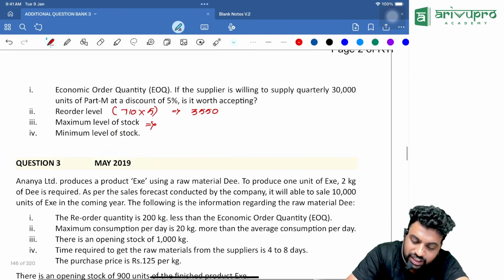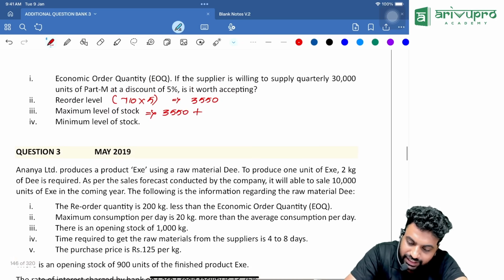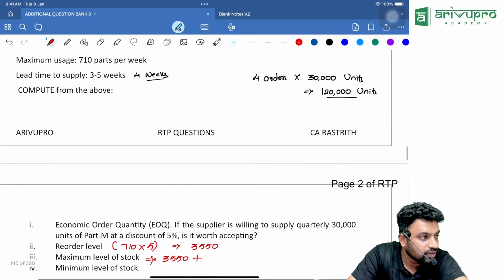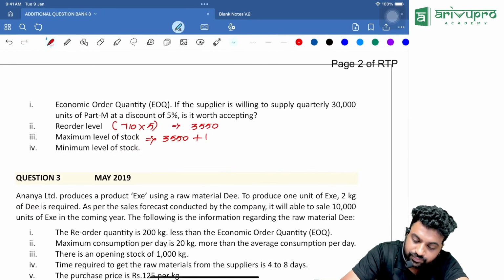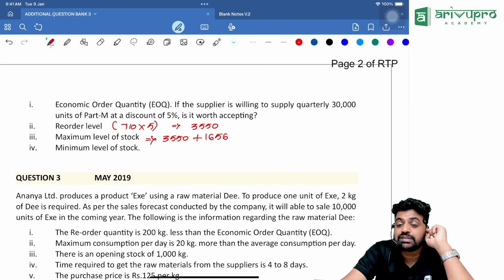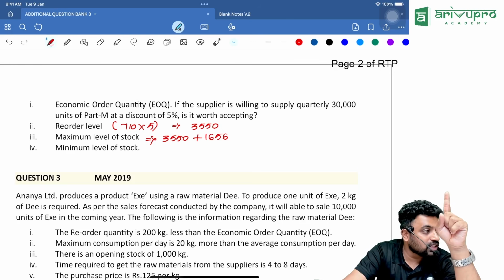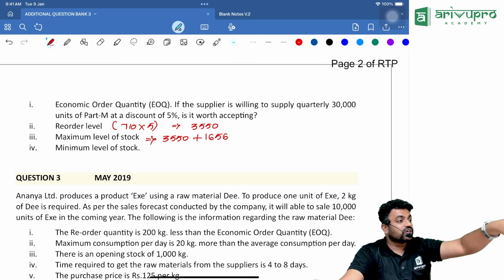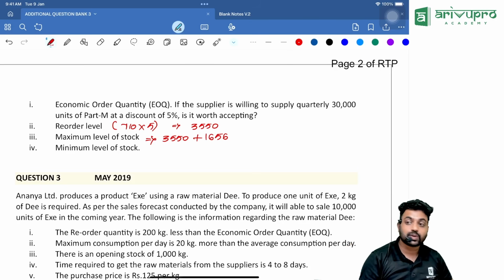Maximum level they are asking. Maximum is nothing but reorder level 3,550 plus reorder quantity. That will be nothing but your EOQ. How much is it? 1656. If they give maximum level based on the answer number 1, then your ROQ won't be your EOQ, your ROQ will be 30,000 units. Why? Because which quantity are you accepting?